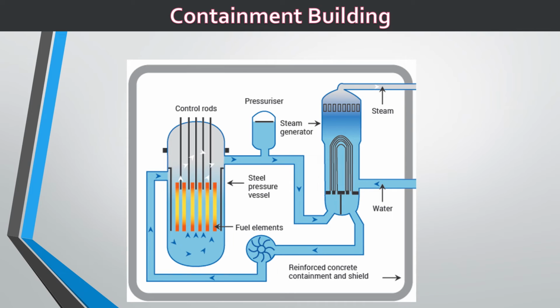Okay, so now let's look at what is inside the containment building. As you can see, there is the steel pressure vessel, and inside it there are control rods, fuel elements, a pressurizer, and a steam generator. The wall of the containment building is made of reinforced concrete in order to prevent any radiation from leaking into the outside environment.